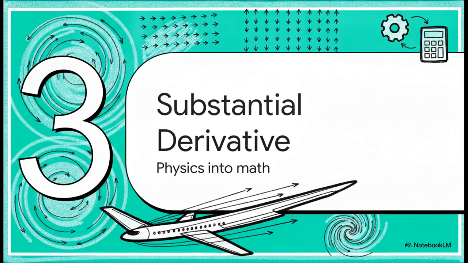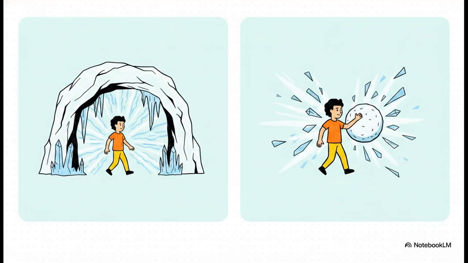Section 3, the substantial derivative, how we translate this physics into math. Okay, I love this analogy. Imagine you're walking into a cold cave. The temperature drops simply because you are physically moving from a warm area into a cold area. That's known as the convective derivative. But exactly as you step inside, your friend hits you with a snowball. That causes a sudden, momentary drop in temperature right where you're standing. That is the local derivative. The substantial derivative is what brings this all together. It brilliantly combines both effects, calculating the time rate of change of a property as you, or a tiny fluid element, move through the flow field.